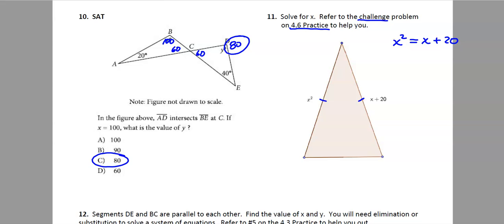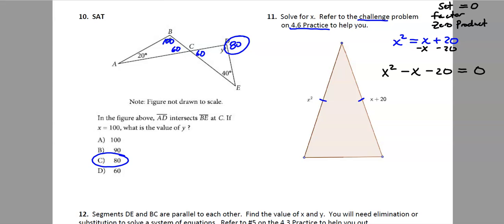So to solve a quadratic, my go-to method is I'm going to try to set it equal to 0, factor it out, and then use the zero product property. And I'll kind of walk you through these steps. So first, let's set it equal to 0. Let's subtract x and subtract 20 to put it all on the left-hand side.